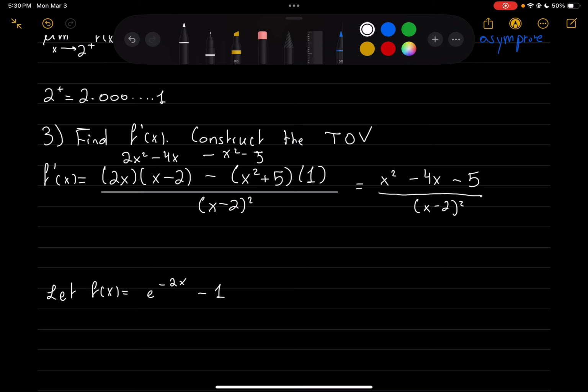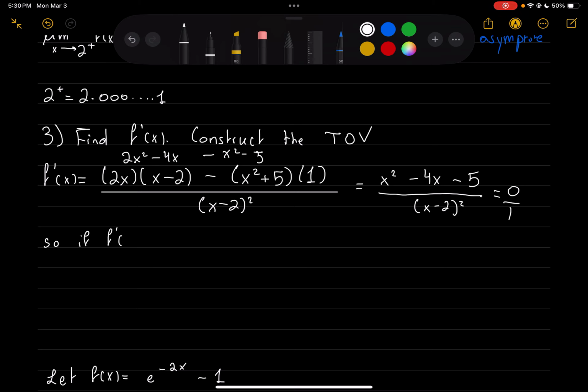The f prime is equal to 0, of course. So if I'm going to put f prime equal to 0, I can cross multiply. So if f prime of x is equal to 0, then x to the power of 2 minus 4x minus 5 should be equal to 0.